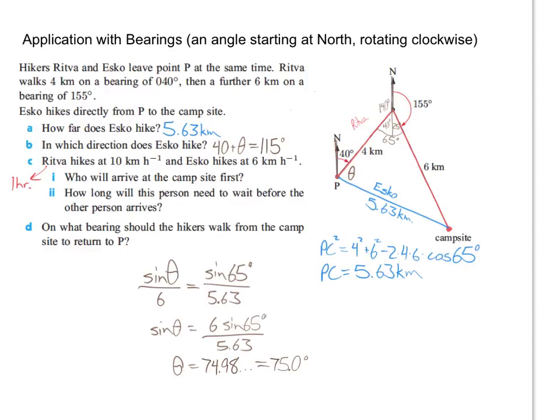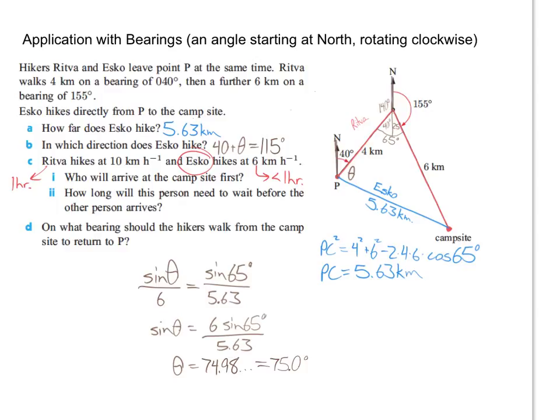Esco is able to hike at 6 kilometers per hour on that 5.63 kilometer route. Her path is less than that, so that means it's going to be less than an hour. We could figure out exactly what it is, but it's going to be less than 1 hour because she's going faster in 1 hour than what the distance has to be. That's going to be really quick, so Esco's going to get there first. I figured that Esco would be the point.